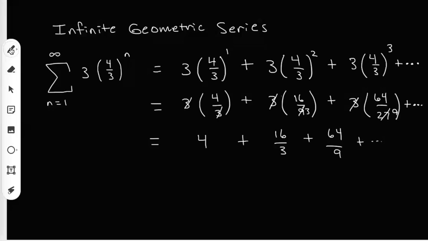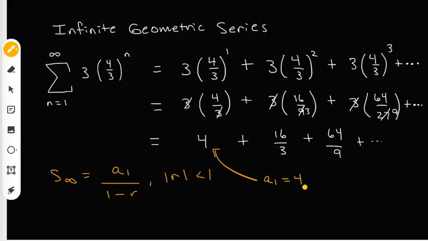Now for this series, we need to know the first term, which is a1. We're going to put that on top of the fraction. And we also need to know r, because 1 minus r is going to go at the bottom. We know that the first term of the series is going to be 4. So we know that a1 is going to be 4. But what are we multiplying each time to get to each new term? What do we need to multiply 4 by to get to 16/3? What do we need to multiply 16/3 by to get to 64/9? So that's going to be our r value.